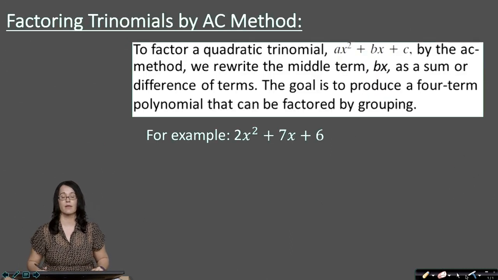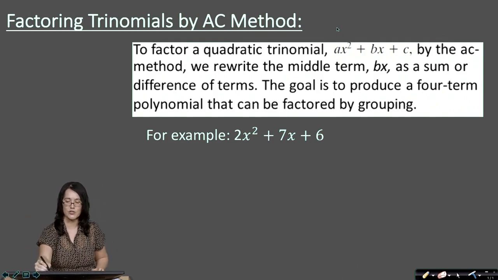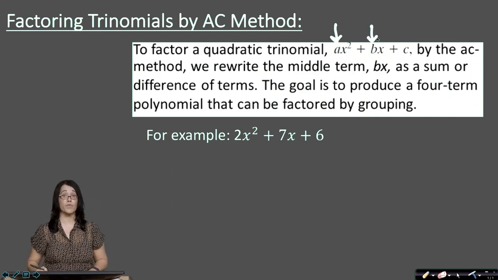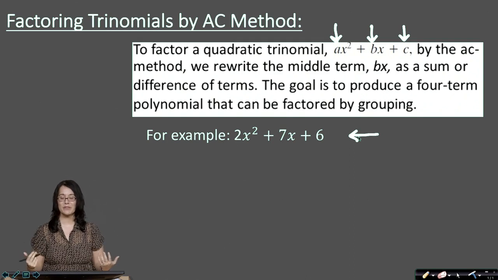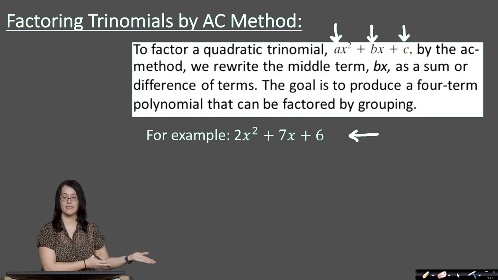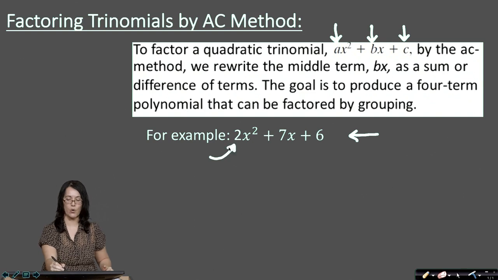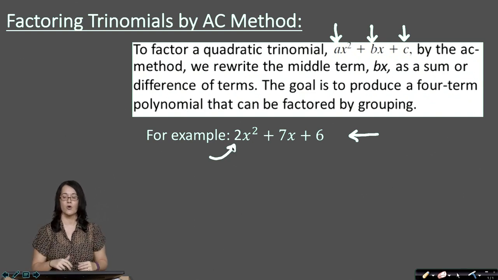Let's take a look at that method. The AC method says if you were to consider the trinomial as ax squared, where a is your coefficient of x squared, plus bx, where b is your coefficient of x, plus c, where c is just the constant, that means no variable there. If you consider that your setup, then the idea for the AC method is taking a look at that same problem that we just did that took us 4 different tries. If we notice that the trinomial 2x squared plus 7x plus 6 has a coefficient other than 1 in front, so it's 2, we could begin by multiplying a times c.